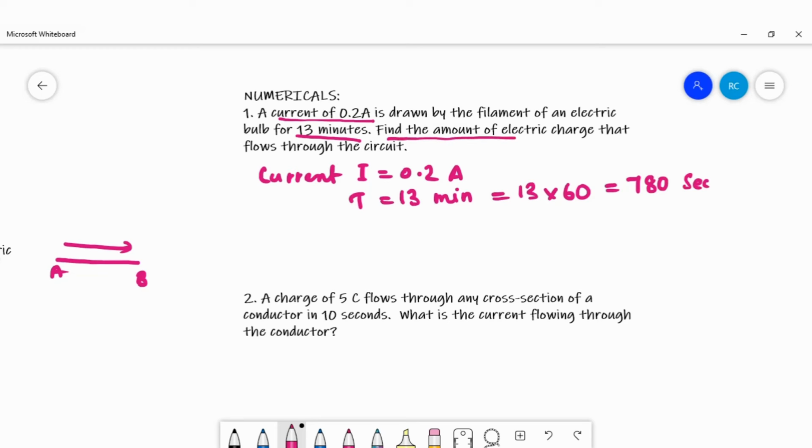Now, find the amount of electric charge that flows through the circuit. So what do we need to find? We need to find the amount of electric charge. So electric charge Q equals, we already have the expression I is equal to Q by T. From this equation we need to find the electric charge. So how do we get the electric charge? We need to cross multiply I with T. So Q is equal to I into T.